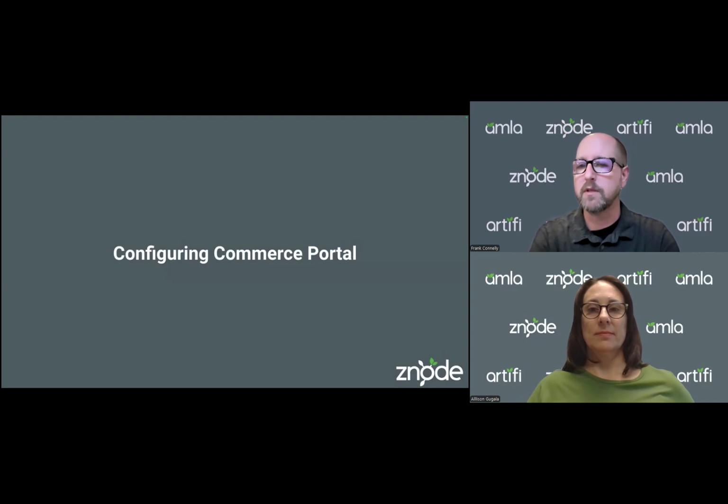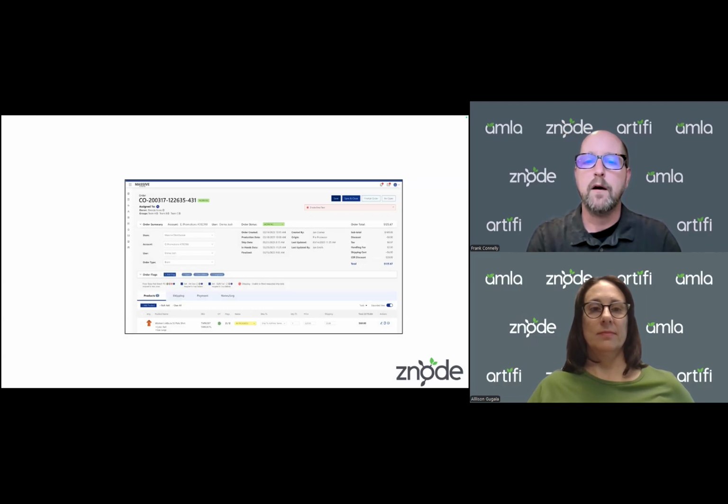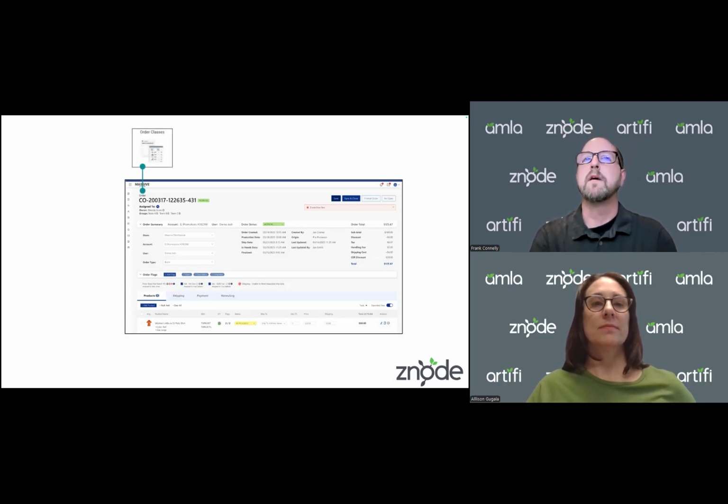So let's review some of these configuration options, and then we'll jump into the demo next. Just to give you a quick precursor of what you'll see from a configuration standpoint. On a particular order, we're clearly defining what that order class is. In this case, it's an order, right?